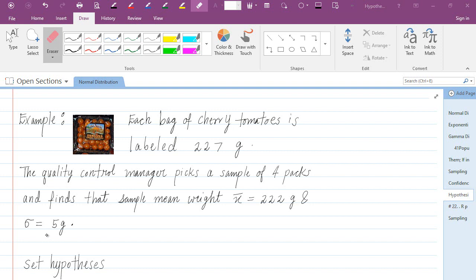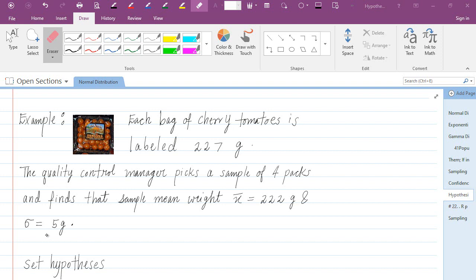Welcome back. Let's do another example on testing hypothesis. Let's say that each bag of cherry tomatoes is labeled 227 grams. What does that mean? It means that the mean weight of all these bags is 227 grams.